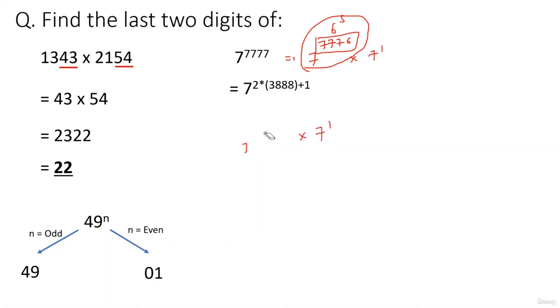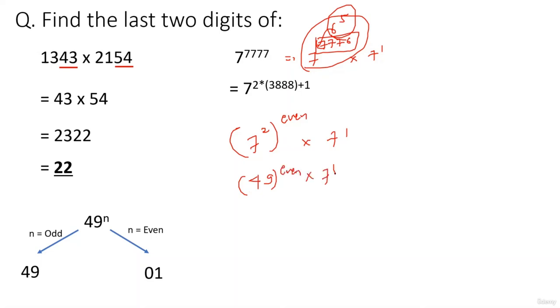The second important thing to observe here is, since it is 6 raised to the power 5, if I take a power of 2 common outside, if I write this as 7 raised to 2, what will be left outside? An even number will be left, right? Because it's 6 to the power 5. If you take a power of 2 outside, still you will be having an even number left. So this entire thing is of the form 7 raised to 2, the whole raised to an even number, multiplied by 7 raised to 1. So basically the entire thing is 49 raised to an even number multiplied by 7 raised to 1.